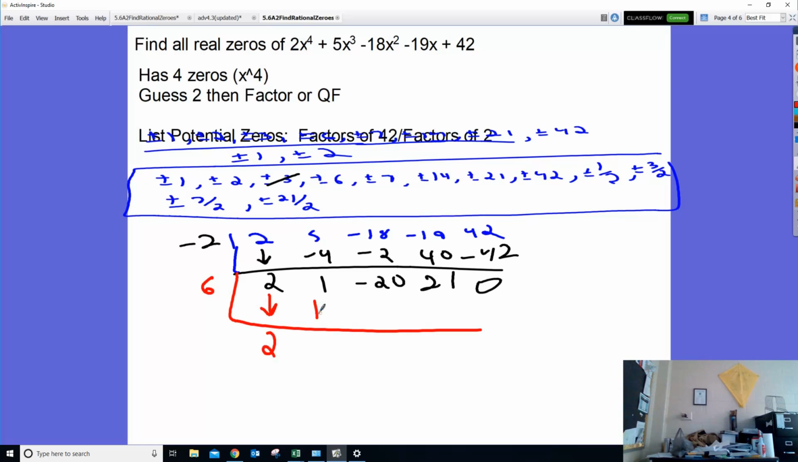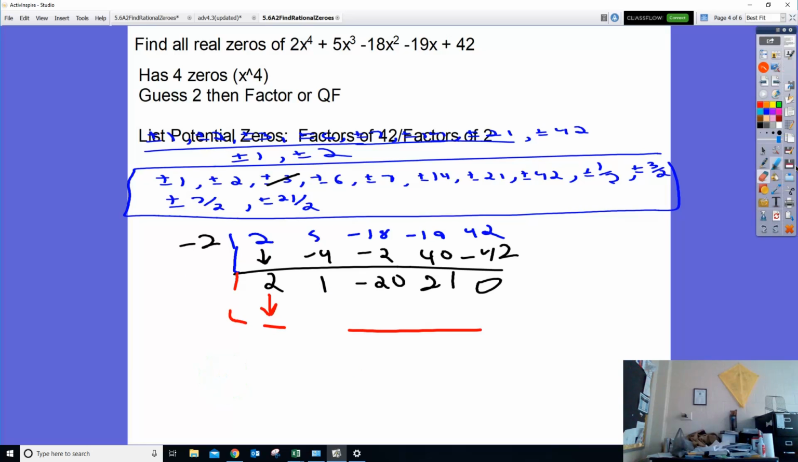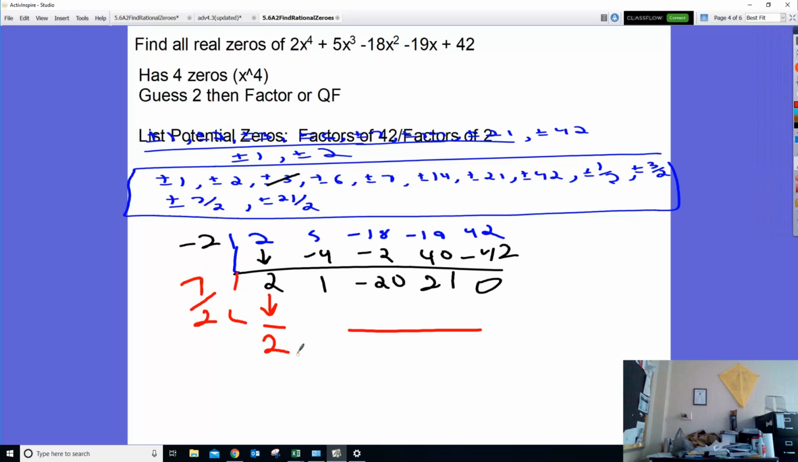6 times 2 is 12. That makes 14. No, Christina. Hold on, 6 wasn't a good one. Yeah, 14. 7/2. How would you do that? Well, you drop, you multiply, and you add. What's 7/2 times 2? 14 over 2. Oh, so it's 7.